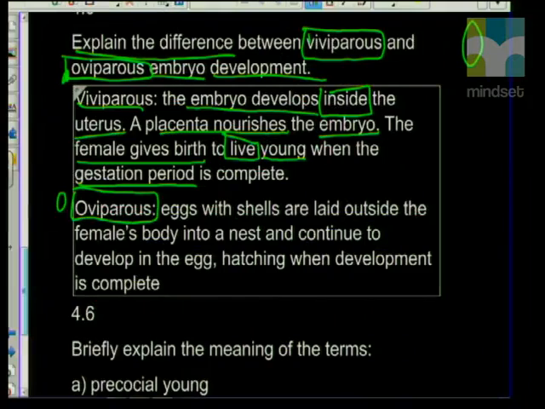Okay, the egg has a shell and is laid outside, very important, outside the female's body into the nest. Okay, and then it's incubated. They sit on it, they keep it warm, right? And at the end, it breaks out of the shell. It hatches. Okay, there it is. It hatches out of the egg.